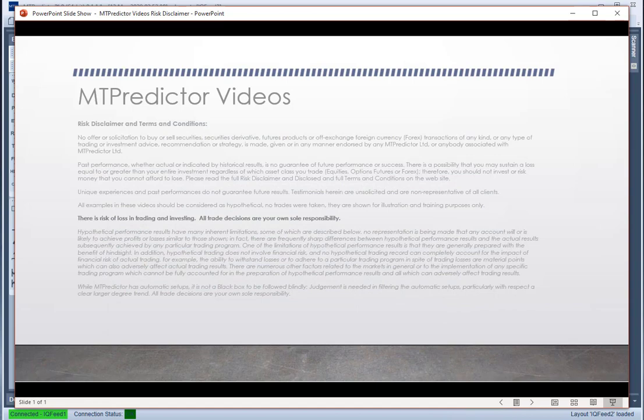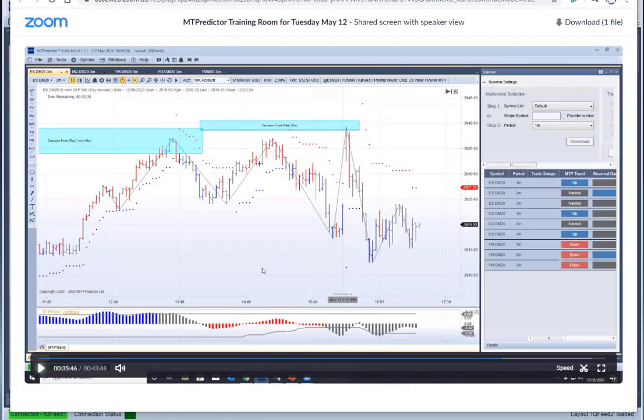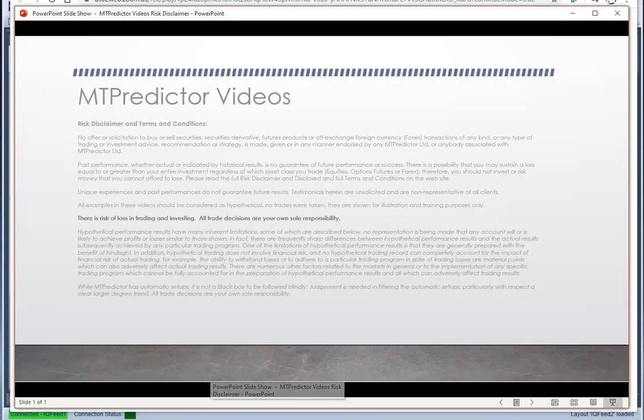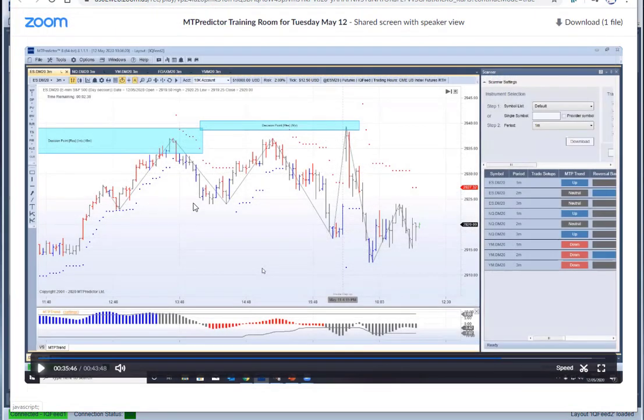Right, just bear with me for a second. What I'm going to do is start off, just going to get the risk disclaimer down. Start off by playing a bit of our training webinar from yesterday to show you how we were projecting stuff in advance. So just going to play this and then we'll have a look at what the market unfolded.